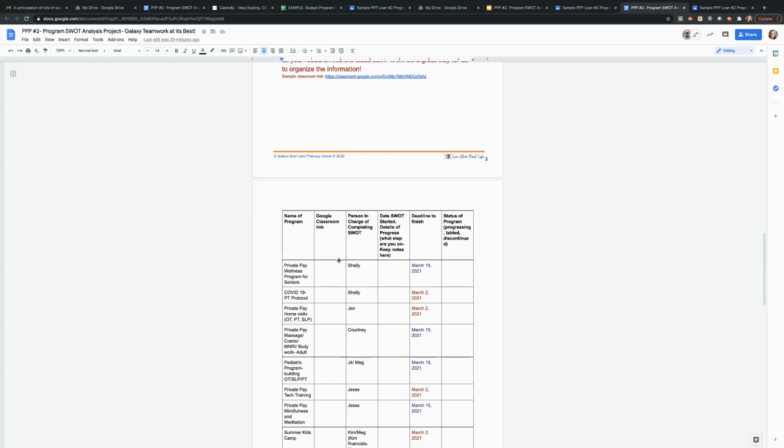What you're going to do is put the date that you started the analysis, and then you will put kind of what step you're on. Are you on step 1 or step 2 or step 3? And then for the program, if it's progressing, or whether it's discontinued, maybe discontinued at step 4 or discontinued at step 3. That way we can have a running total of where it was at and why it was discontinued. And then we're going to keep all this information in our Google Classroom.